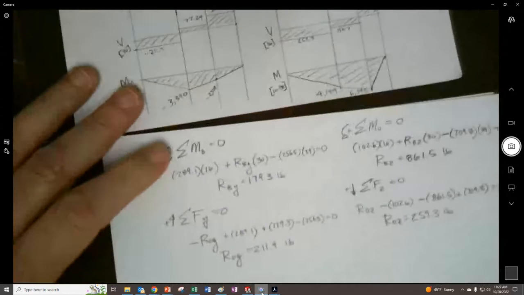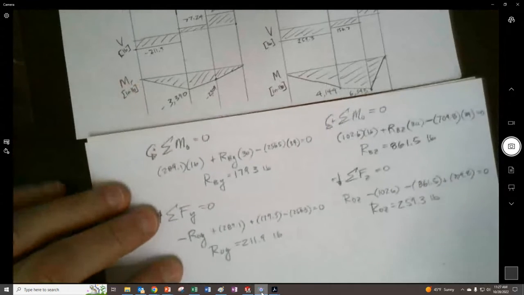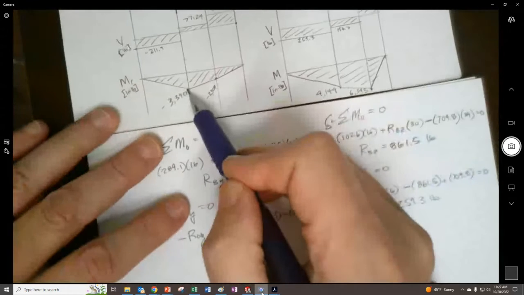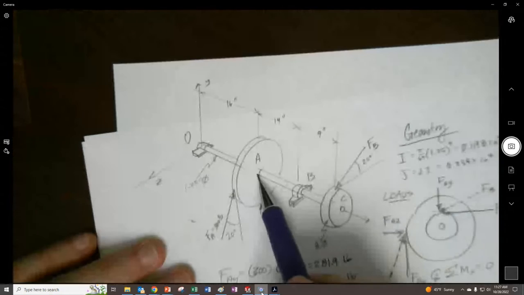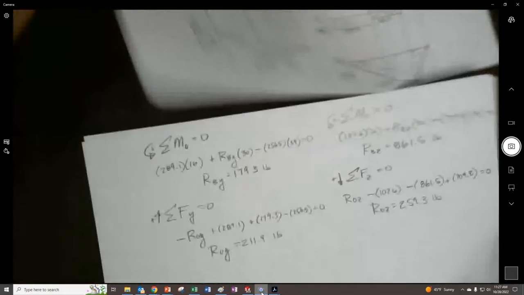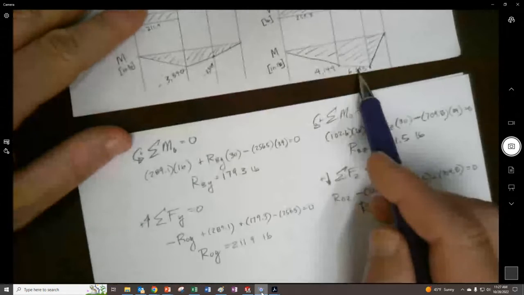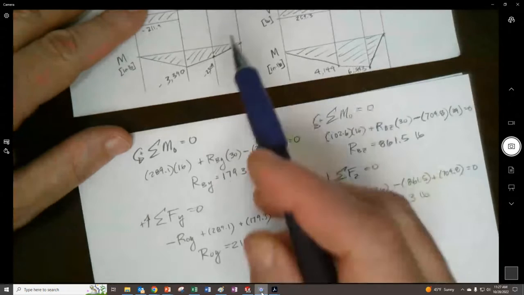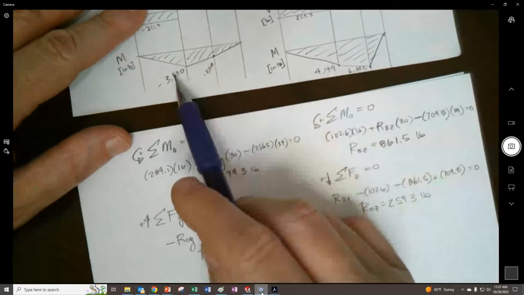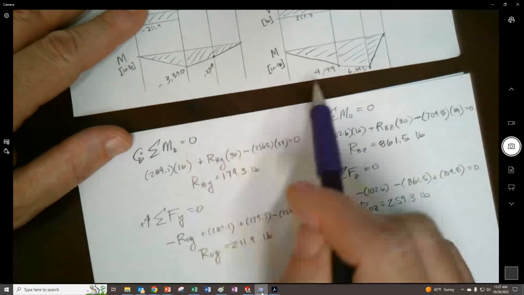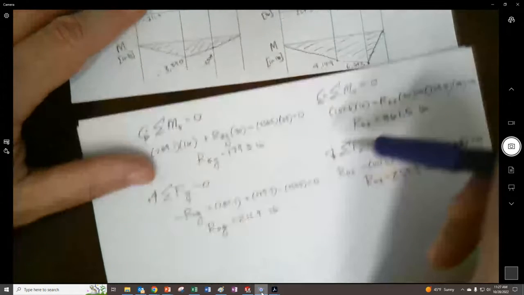So we want to find the maximum bending moment that's going to take place. It's either going to be here at this gear or here at this bearing. I'm guessing it's at this bearing because of how large that is compared to the other, but well, let's see. It's going to be this and this put together and that put together.